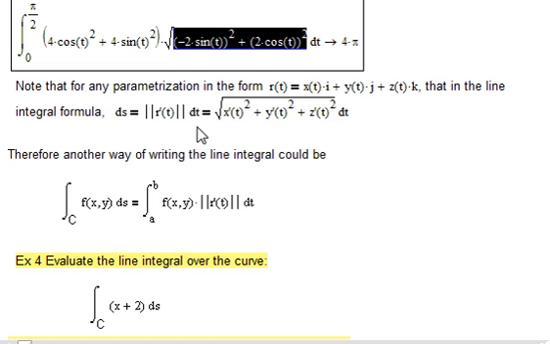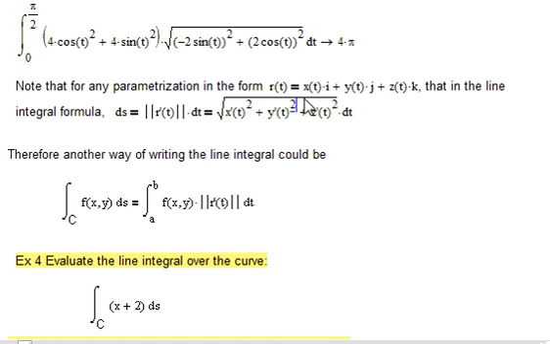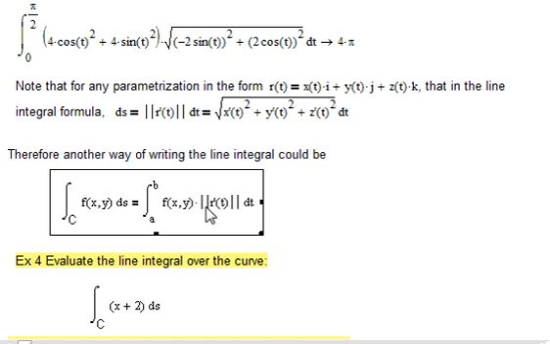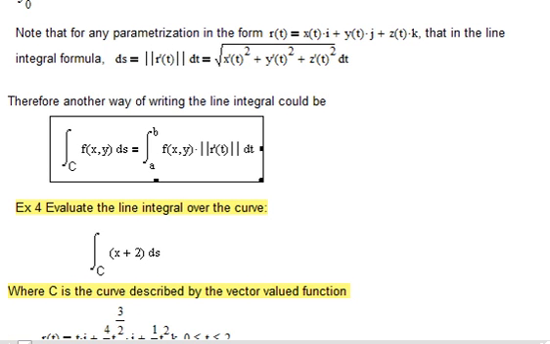Because of that, instead of filling in this part of the formula, we can say the curve f of x, y, and when we replace this ds, we could replace it with our length of r prime of t dt. And that also goes for the three-dimensional case. So here's a nice simple one.